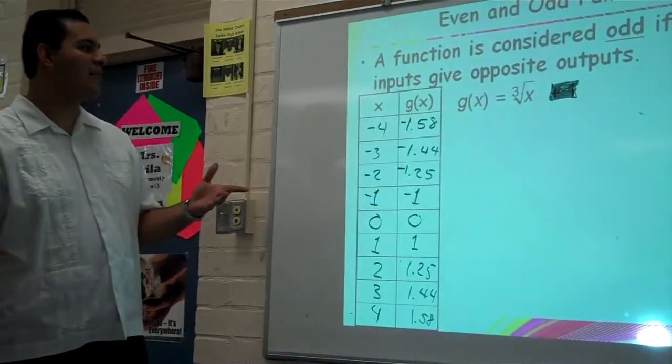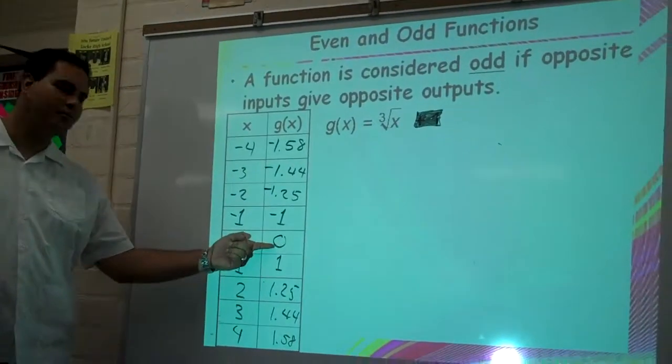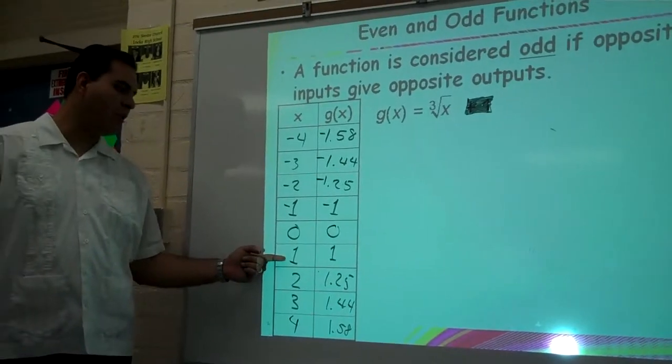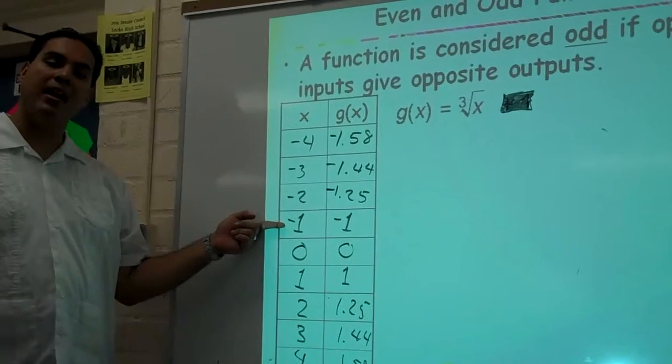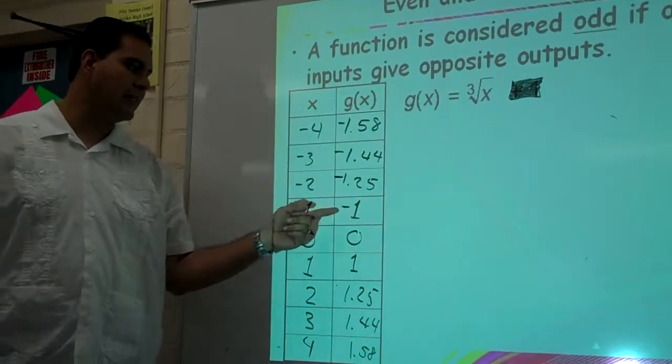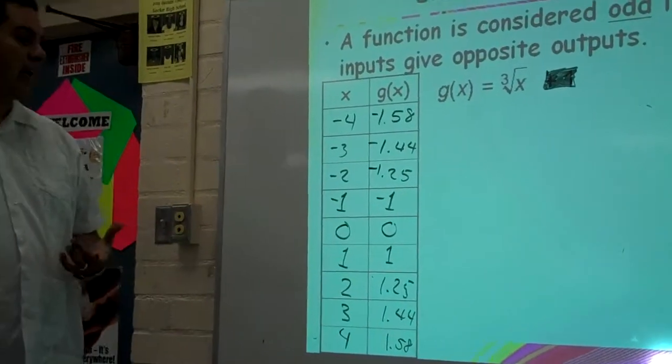Here we have an example of an odd function. Notice I started with 0, and then I notice that if I plug in a 1, and I take the cube root of 1, we get 1. If I plug in negative 1, the cube root of negative 1 is negative 1. There's a pattern that starts coming out.